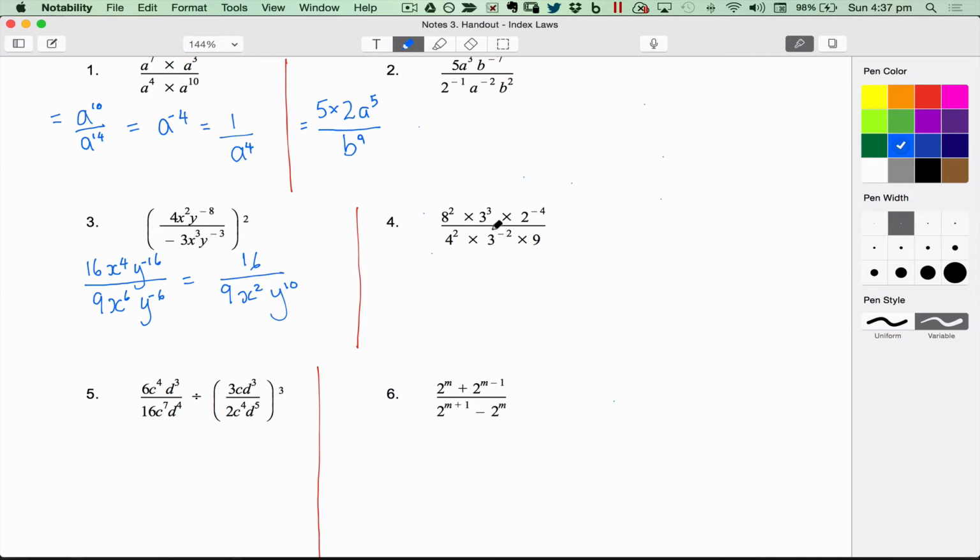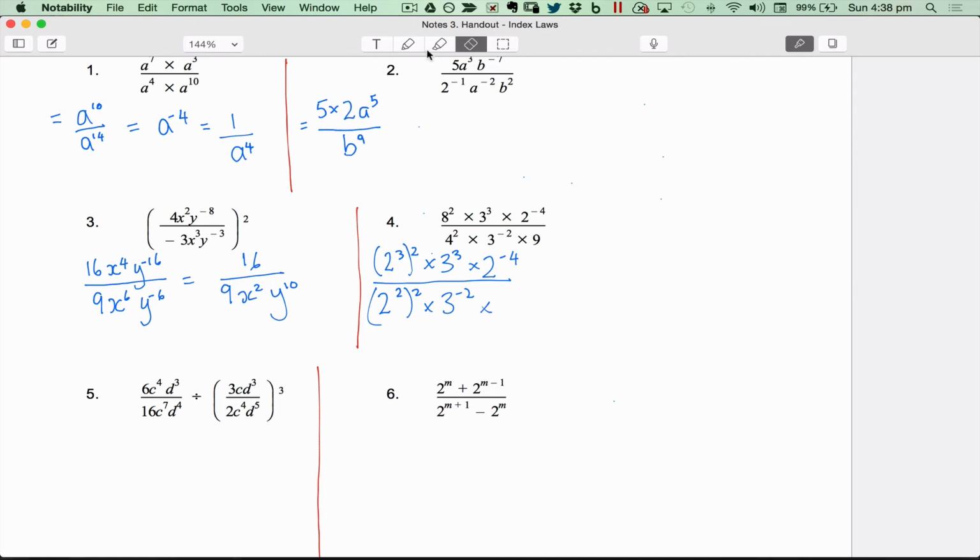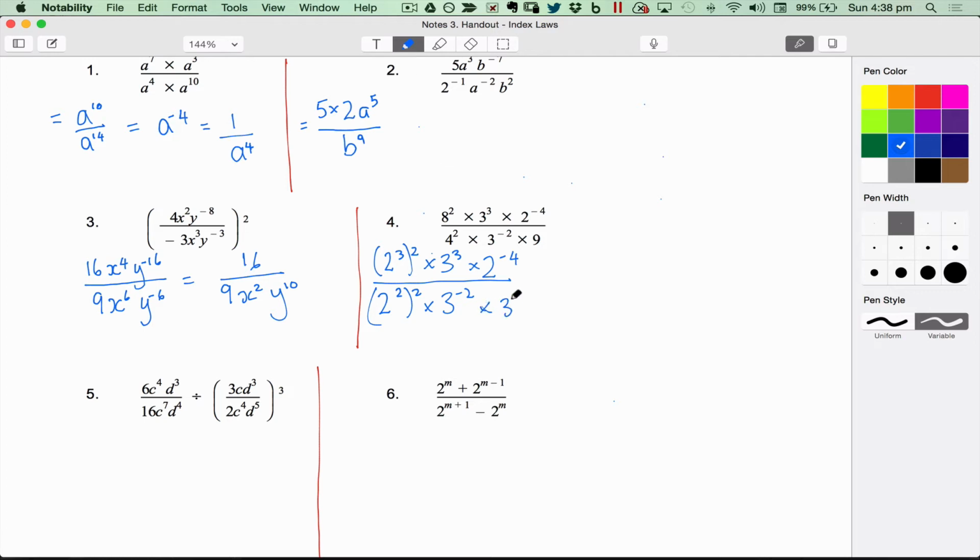Example 4. I'm going to rewrite this in its lowest base, prime number base, so we can write 8 as 2 to the power 3, squared, times 3 to the 3, times 2 to the negative 4, just leaving that similar up there. I can write 4 as 2 squared times 3 to negative 2 times 9. Oh, sorry, I'm going to rewrite that 9 as 3 squared. And I'll go across the page so I don't run out of room here.